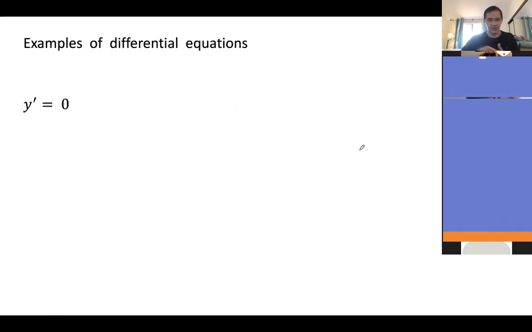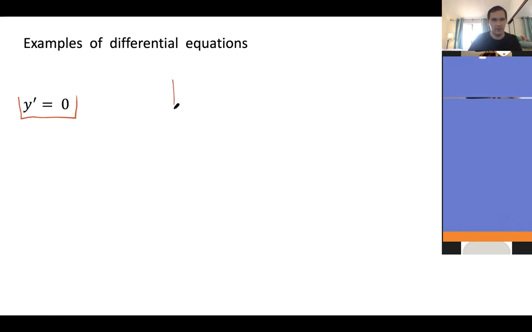Okay, so let me give you another example of a differential equation, a simple one. So y prime equals 0. This differential equation says find all functions y with the property that the derivative of those functions is 0. Could you give me an example of a function, derivative of which is 0? Y equals 5. Y equals 5, perfect.